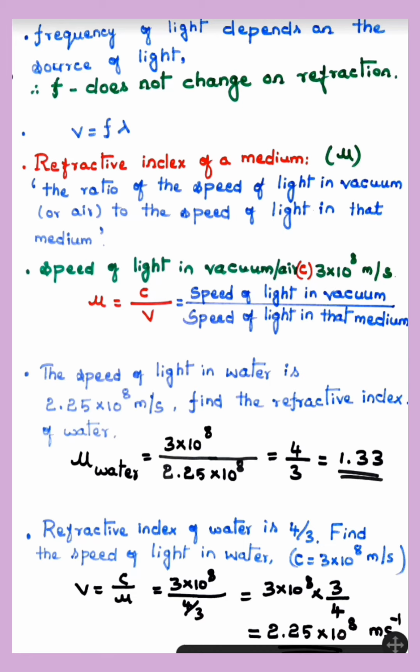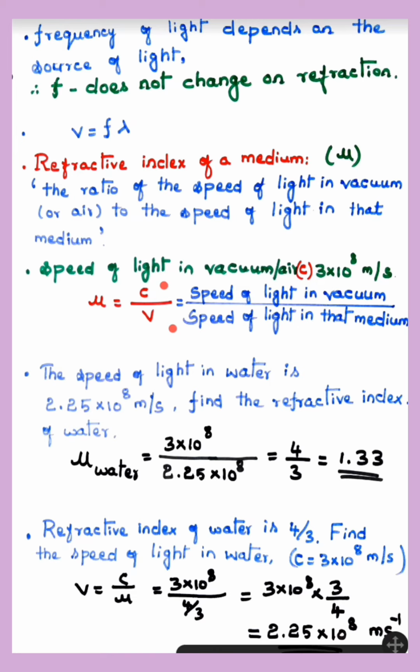So, mu value is C by V. Just substitute for C. C is the value of the speed of light in vacuum, that is 3 into 10 to the power of 8 meter per second, divided by whatever value is given for the speed of light in that particular medium. Here they have given the speed of light in water. So, substitute that value, divided by 2.25 into 10 to the power of 8.